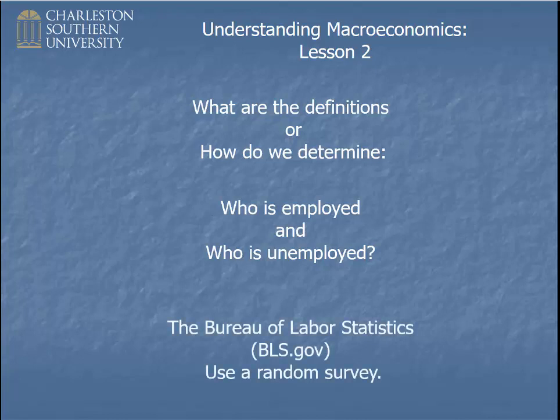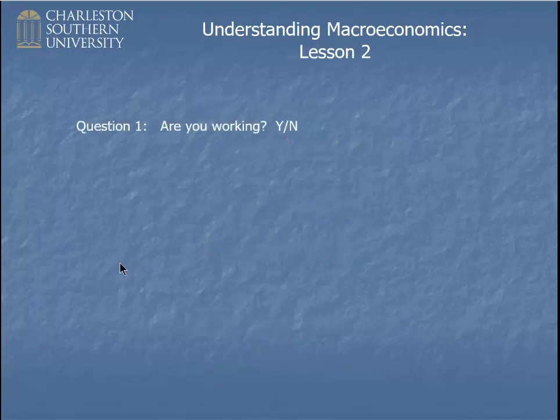Alright, so this kind of data is compiled by the Bureau of Labor Statistics, and they have a great website, bls.gov, and you can search through their data on all kinds of unemployment stuff, and they'll download it into an Excel format for you. It's really quite excellent. So the Bureau of Labor Statistics uses a random sample to help them figure out who is employed and who is not. And this random sample has only two questions, two very simple questions.